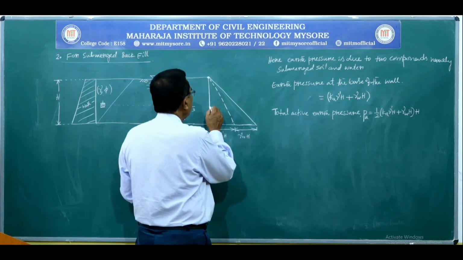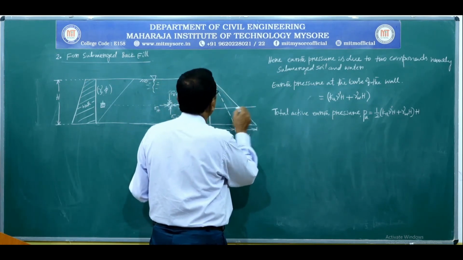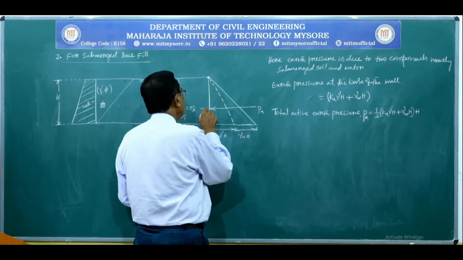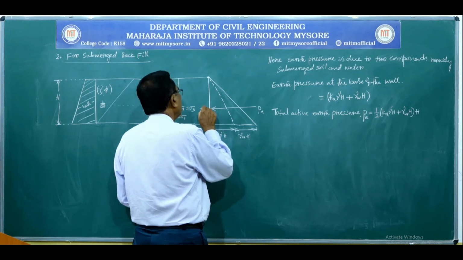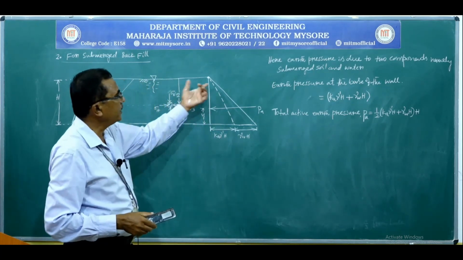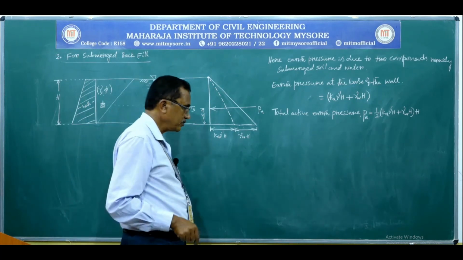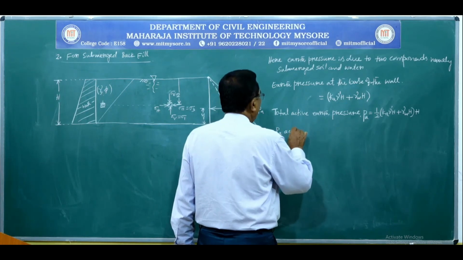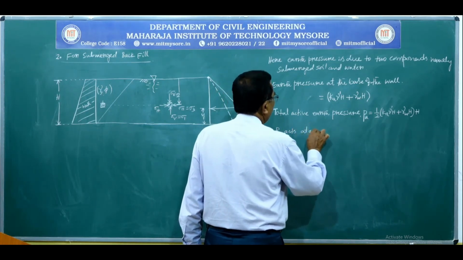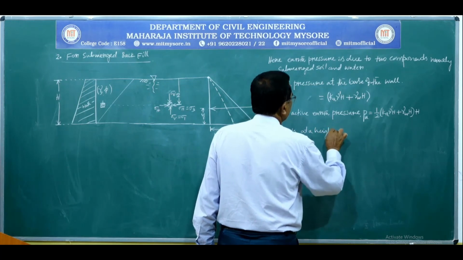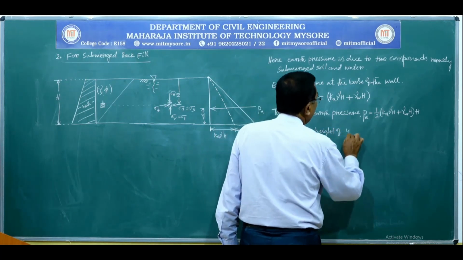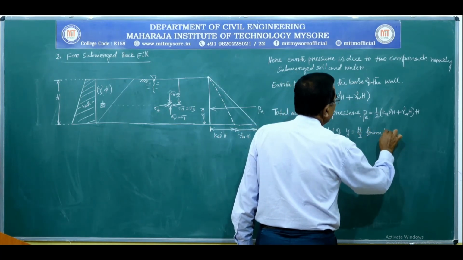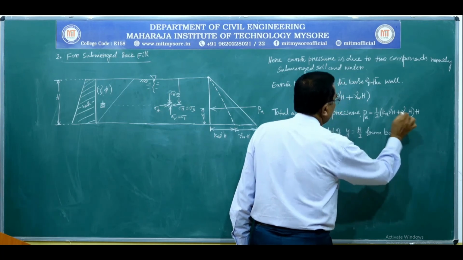And we can mark the position tentatively like this. The PA acts at a height of Y from the base. Since it is a triangle, directly we can locate the point of application of pressure. PA acts at a height of Y, that is equal to H by 3 from the base. So that is simple.